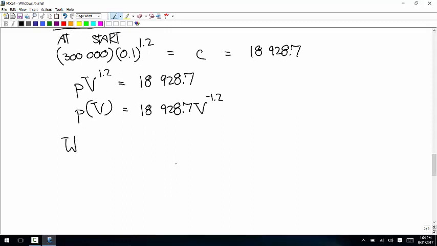And so now the work is the integral of this. I guess I'll pull the constant out. So 18,928.7 times the integral of V to the negative 1.2 dV. And the boundaries of integration are 0.1 to 0.2 for the volume.